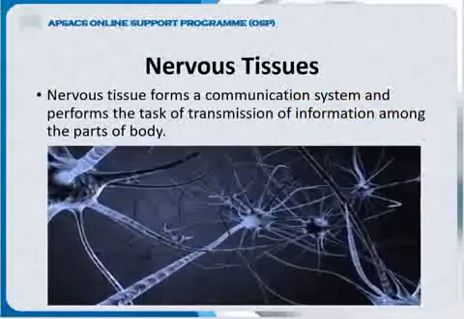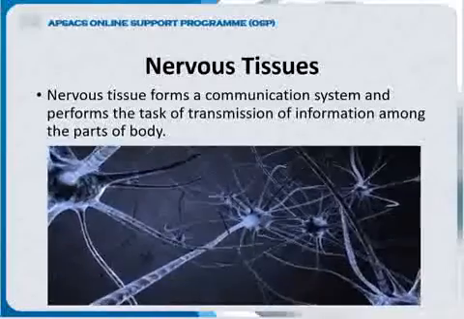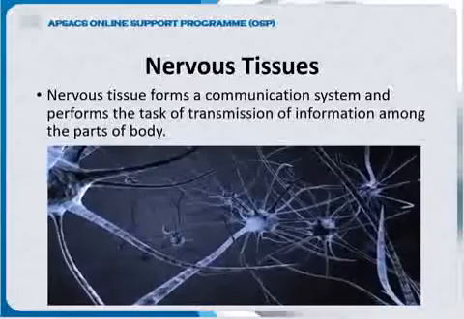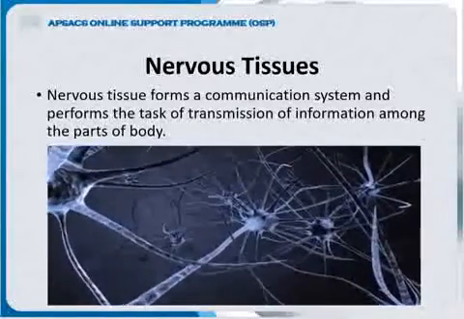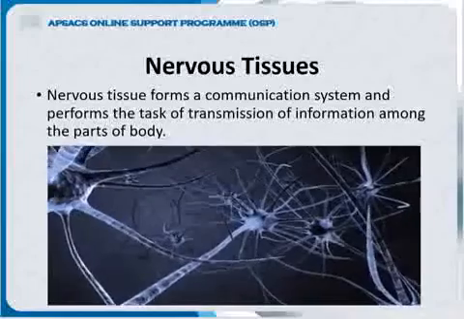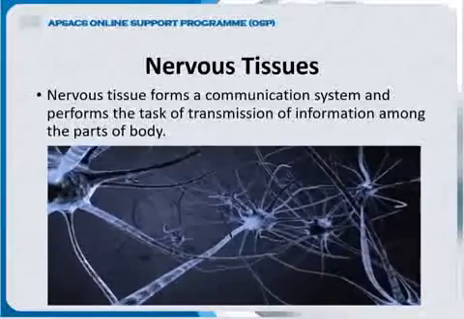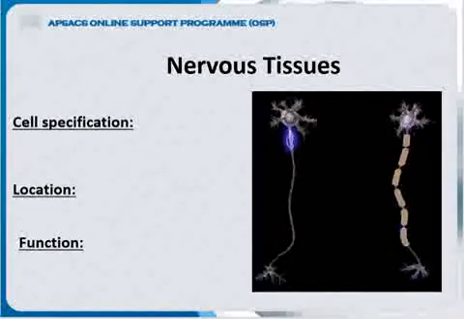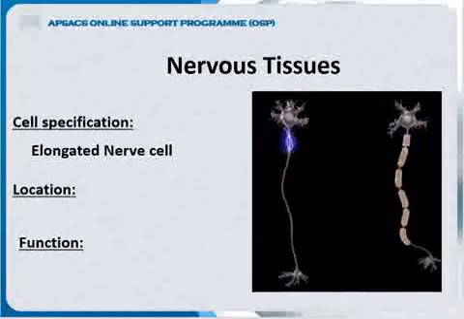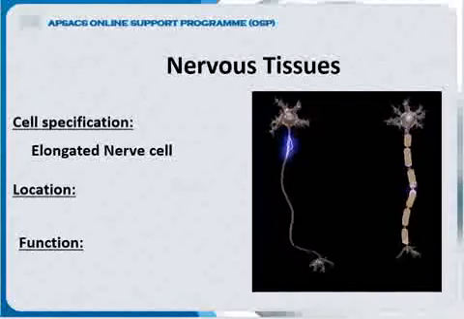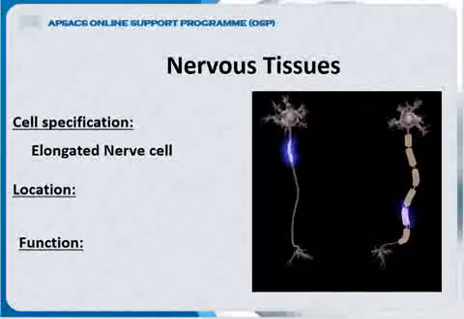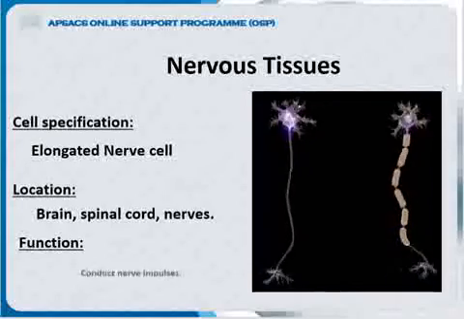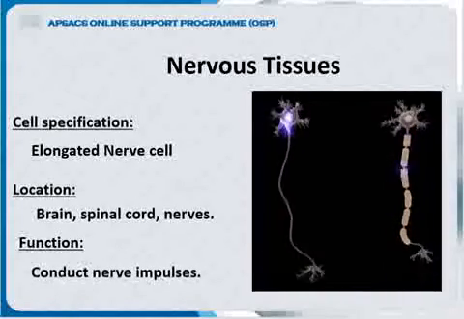The last type of animal tissue is the nervous tissue. Nervous tissues form a communication system and they perform the task of transmission of information among the parts of the body. Nervous tissues are made up of elongated nerve cells. As you can see in that diagram, these are the nerve cells and they are long in structure, and they are located in the brain, spinal cord and nerves. Their function is to conduct the nerve impulse, and nerve impulse means a message.